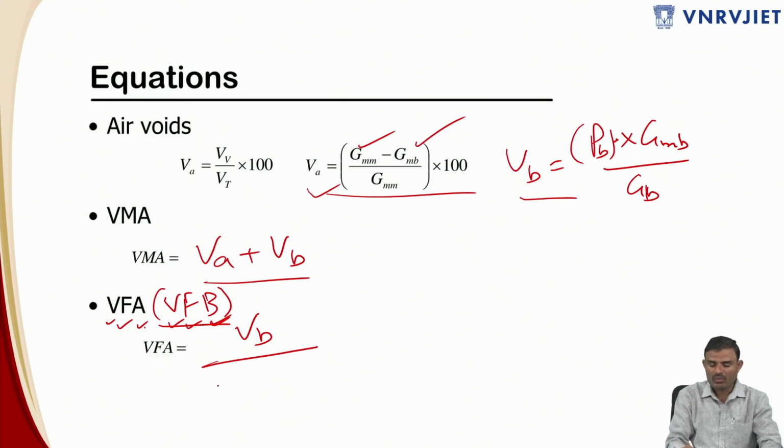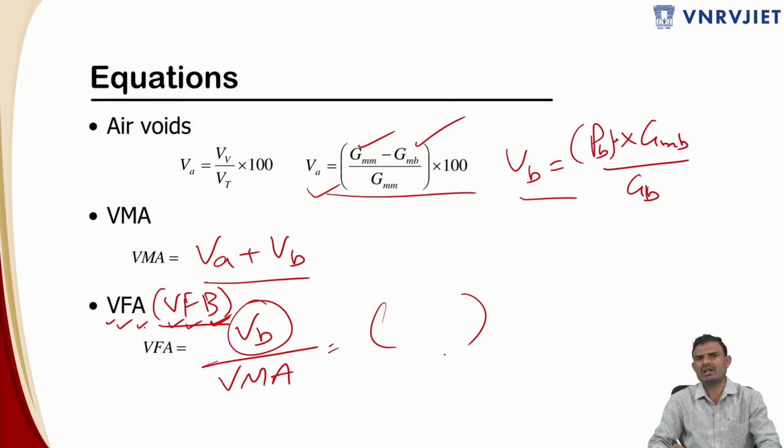Among the amount of voids that we are having, the amount of voids here is nothing but VMA, voids in mineral aggregate. Out of that, how much portion is being occupied by the bitumen? That is what voids filled with bitumen is. So you are going to get some value. This is how you have to calculate the volumetric properties.